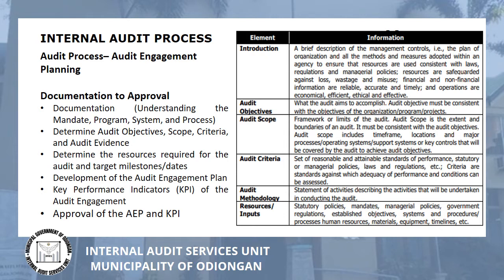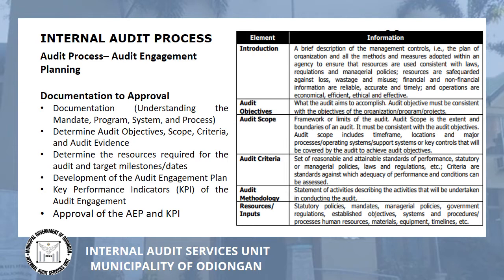In the documentation of the understanding of the LGU's program, project, systems, and process, audit engagement planning starts from an understanding of the organizational mandate and focusing on what areas will be audited. It involves the selection of specific internal controls and focusing on the degree of compliance with laws, regulations, and policies applicable to the specific program, project, systems, and process for evaluation. Evaluation of the control effectiveness and determination of whether or not operations are conducted economically, efficiently, ethically, and effectively.